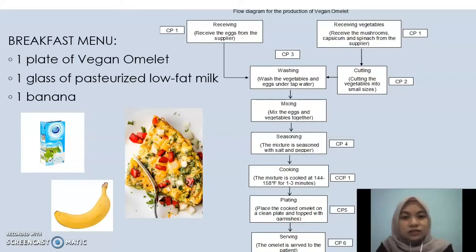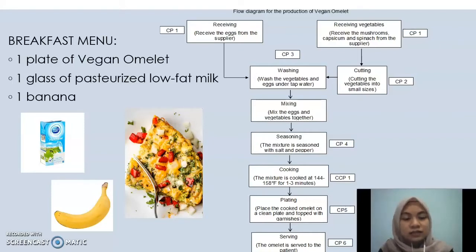The first CP is receiving, where the eggs and vegetables received from the supplier need to be checked to ensure that they are free from contaminations and potential hazards that may occur in the production.